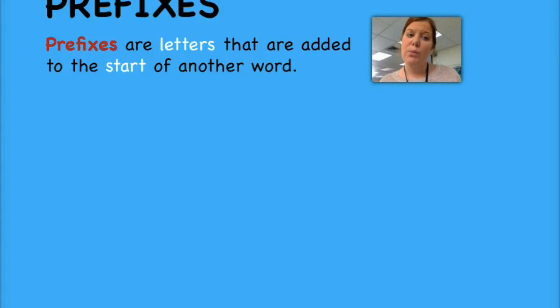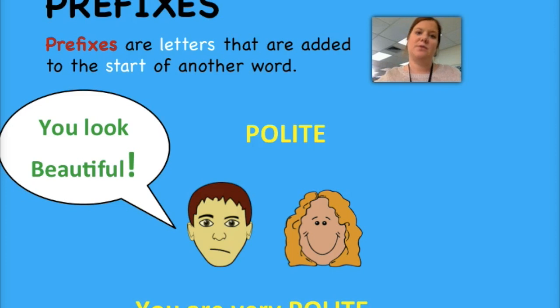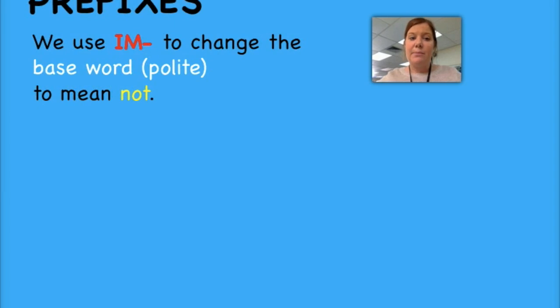Okay, so now that we know about root words, let's start thinking about these prefixes that we've been talking about. Well, prefixes are letters that are added to the start of another word. So some examples. Polite. I have the word polite. If someone says, Miss Goss, you look beautiful, then that's you being very polite. However, if someone goes, Miss Goss, you look absolutely ugly, it's not a very nice thing to say to somebody, and you're being very impolite. We've used that root and the prefix im with the root word polite. We've used im, the prefix, to change the base word, the root word, to the meaning not. So we've got not polite.